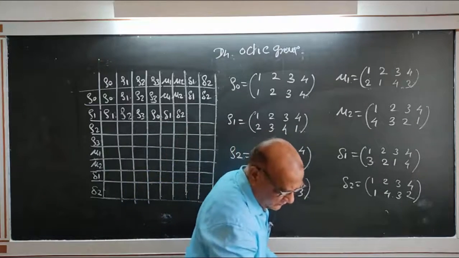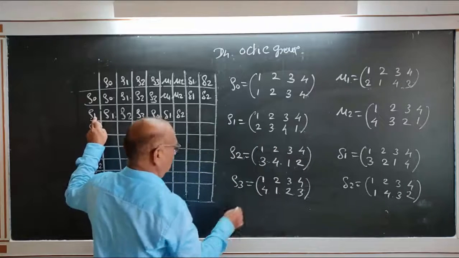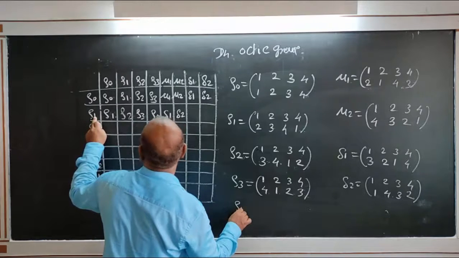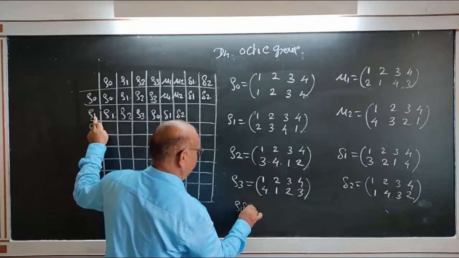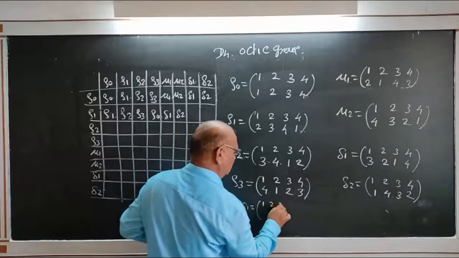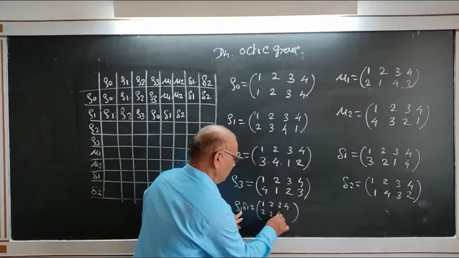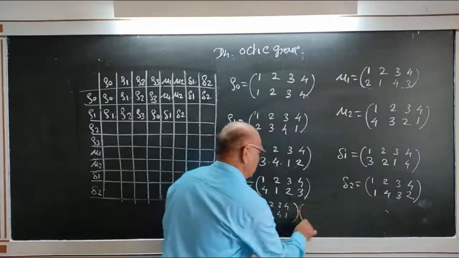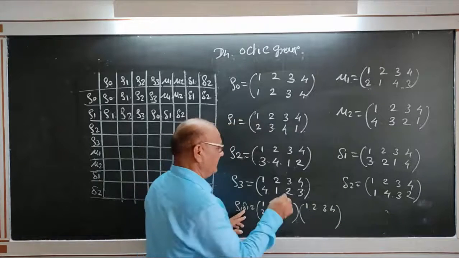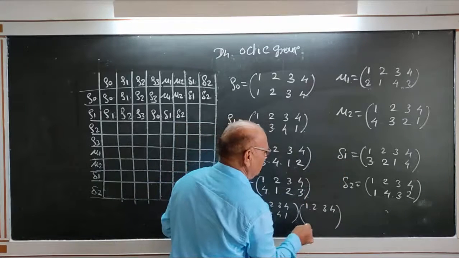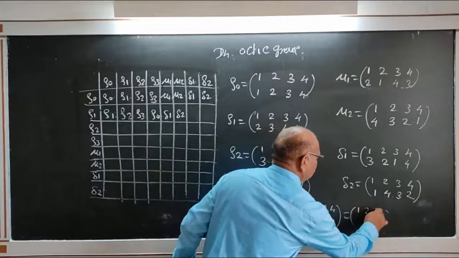Delta 2. Now row 1 into delta 1. 1, 2, 3, 4. Row 1 is 2, 3, 4, 1. Delta 1 is 1, 2, 3, 4. Delta 1 is this: 3, 2, 1, 4. 3, 2, 1, 4. This is equal to 1, 2, 3, 4.